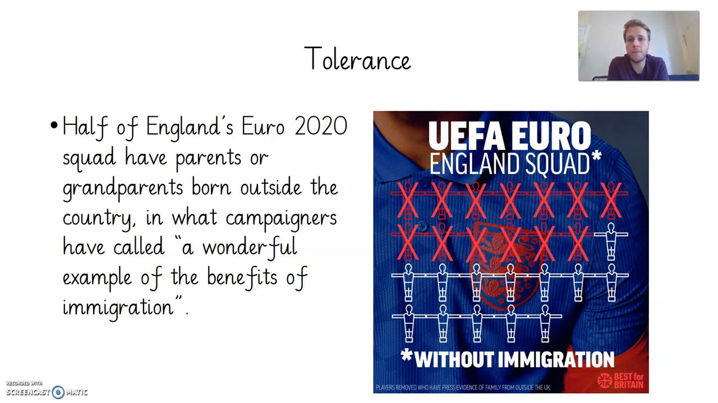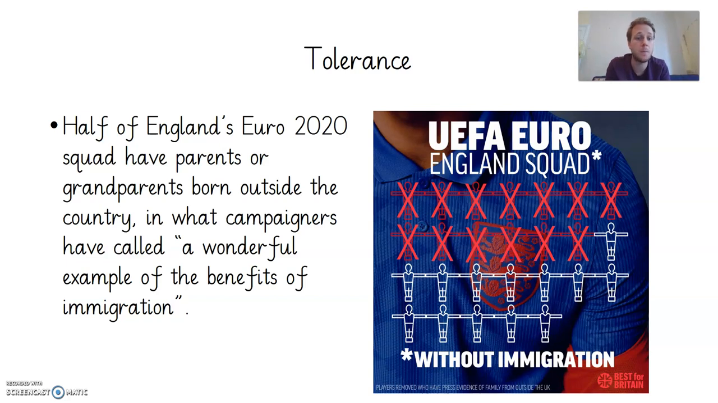So, in fact, half of England's Euro 2020 squad have parents or grandparents that were born outside of England, in what campaigners have called a wonderful example of the benefits of immigration. For those who don't know, immigration is where someone from another country might come to our country, maybe for a better job, to live with family members, and things like that. It might be because their home country doesn't have everything they need, so they need to move to a different country. And that's what immigration is. And immigration can be a fantastic thing.